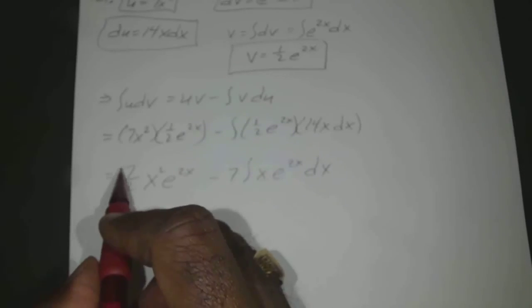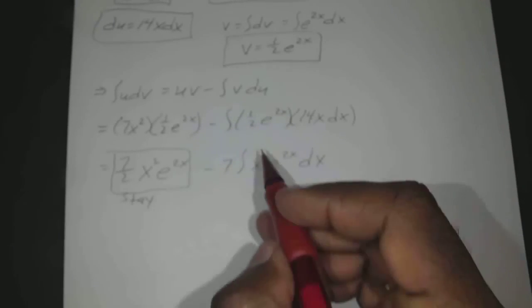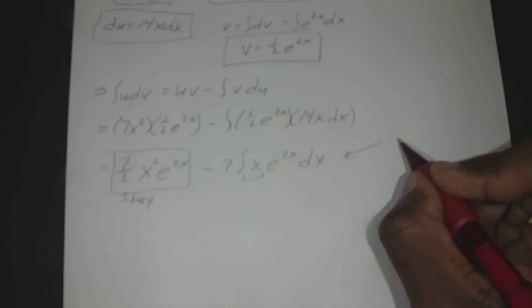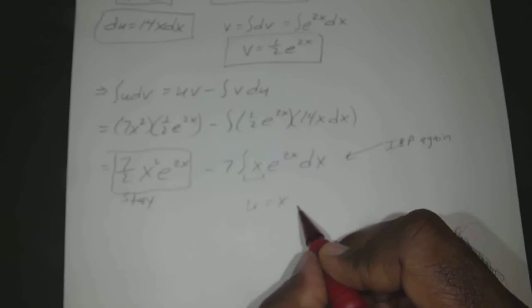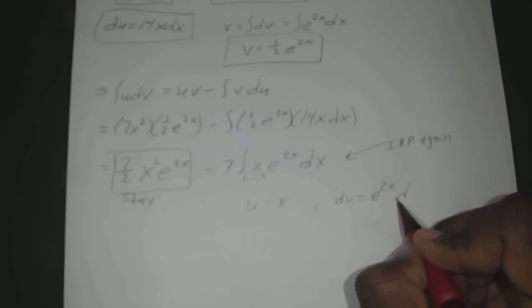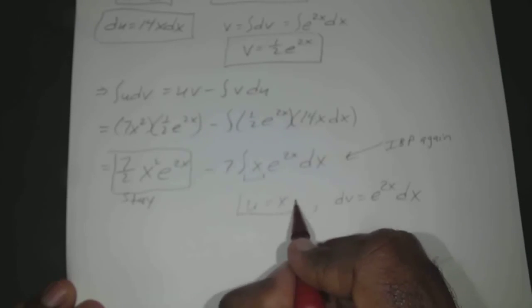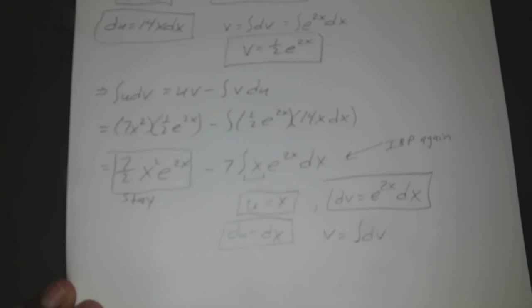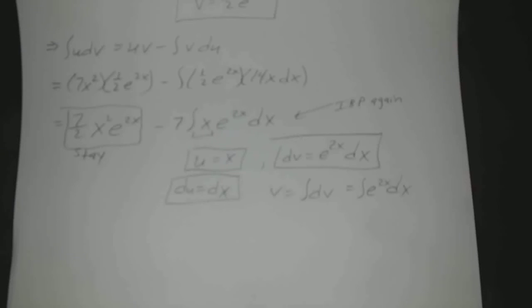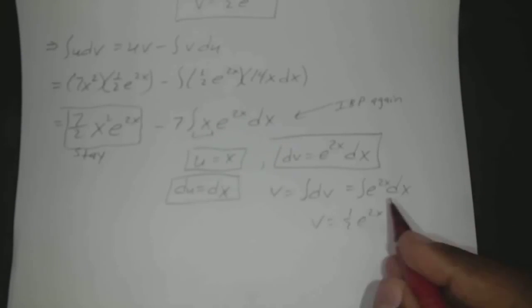Okay. So now we just have to do integration by parts again, because this can actually stay. You can just take that all the way to the end. Okay. So this one, integration by parts again, u equals x, or you can make u equals 7x if you wanted to. You don't have to. Your dv equals e to the 2x dx, which means your du is just going to equal dx. And your v is equal to the integral of dv, which is equal to the integral of e to the 2x dx. Okay, which means your v is equal to 1/2 e to the 2x again.